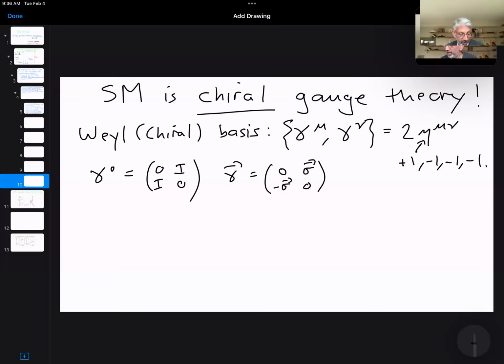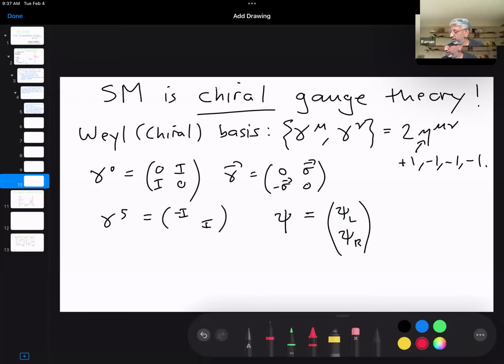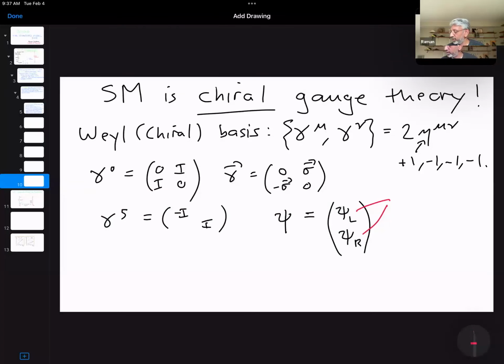And the gamma 5 matrix thrown in is this. And in this basis, a 4-component spinor can be written as a 2-component spinor, which is psi left, and a 2-component spinor, which is psi right. And you can project either of these by just applying 1 minus or plus gamma 5 over 2, right?